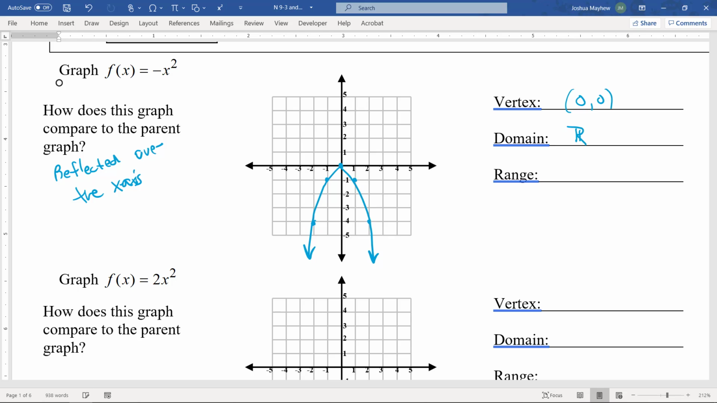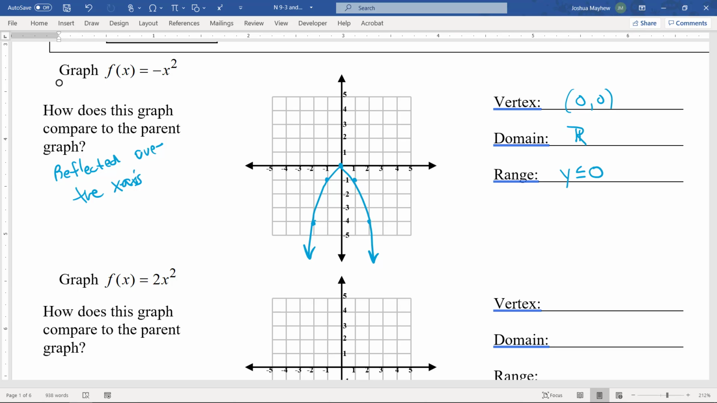Okay, so the domain is all real numbers. That does not change. The range changes a little bit. Instead of going up forever, now it's going down forever. So it'll be y is less than or equal to 0 instead of greater than or equal to 0. Okay, all right, let's go ahead and look at the next one.